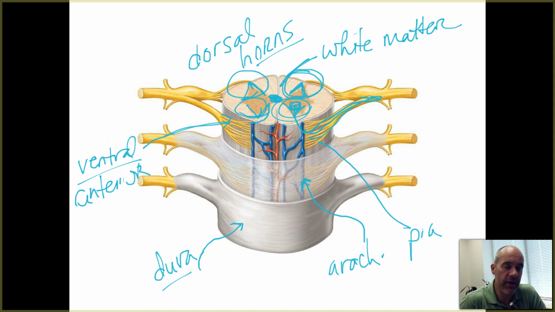All right, so that's actually all the major features of the spinal cord you need to know. On the next video clip, we'll talk about the spinal nerves that you need to be able to identify for the Unit 5 anatomy exam, and it's pretty straightforward as well.